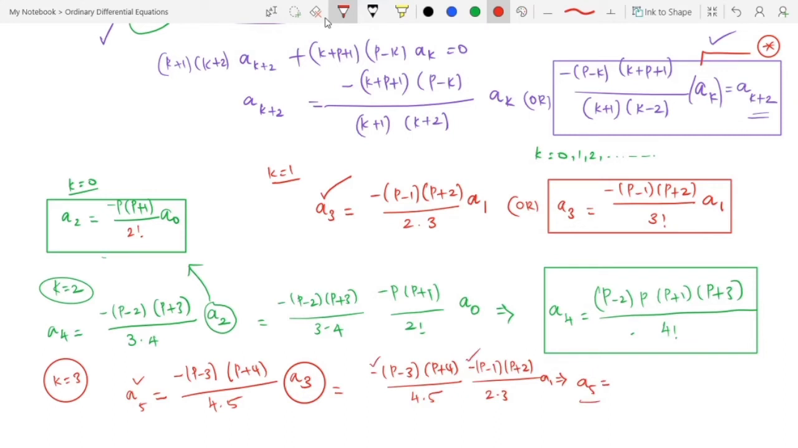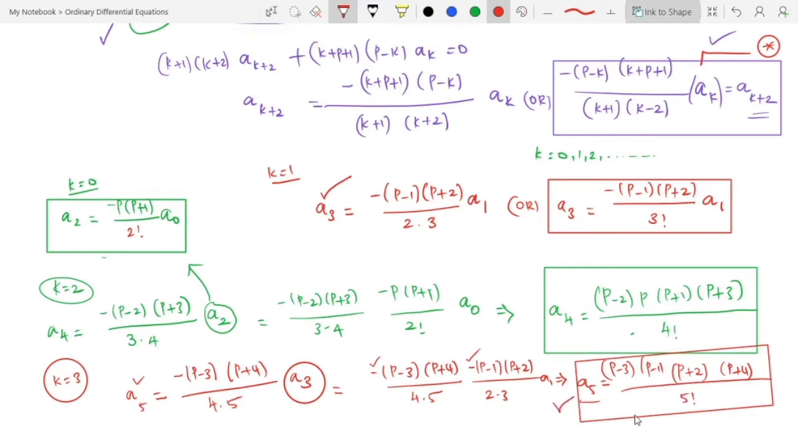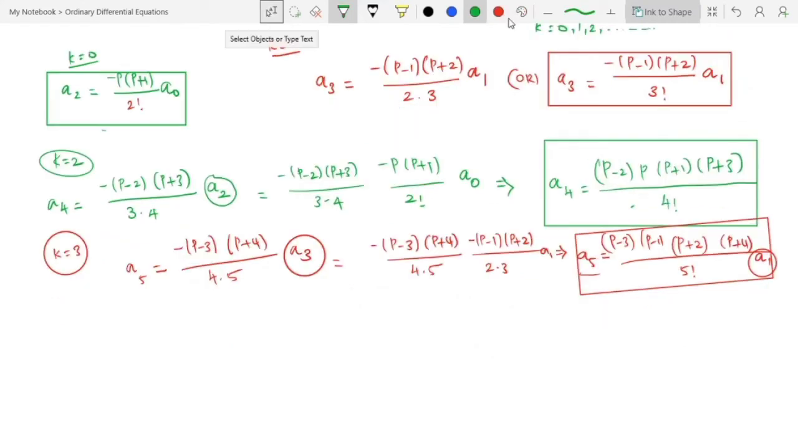So we can write in order: the first one p-1, left side p-3, after p-1 right side p+2, p+4. Write in order, start from p+2, then p+4, left side p-1 and p-3, that is (p-3)(p-1) divided by 2 into 3 into 4 into 5, that is 5 factorial. Similarly, we can write consequent terms by comparing the previous terms. Sorry, I missed to write a0 here while copying, so write a0.